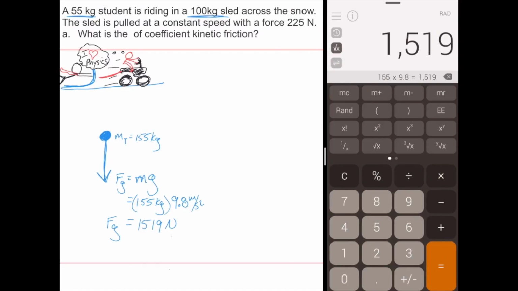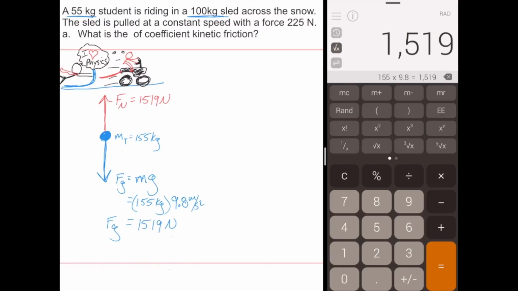All right, now since we know that the sled is sitting on the ground, it's not moving up or down, it must be in equilibrium with the ground. And so what that tells us is that the force of gravity of 1,519 newtons must be balanced out on the sled by the normal force pushing back up. And so because they told us the mass, and we know that the sled is not moving up or down, we also know that the normal force is equal to the same amount.